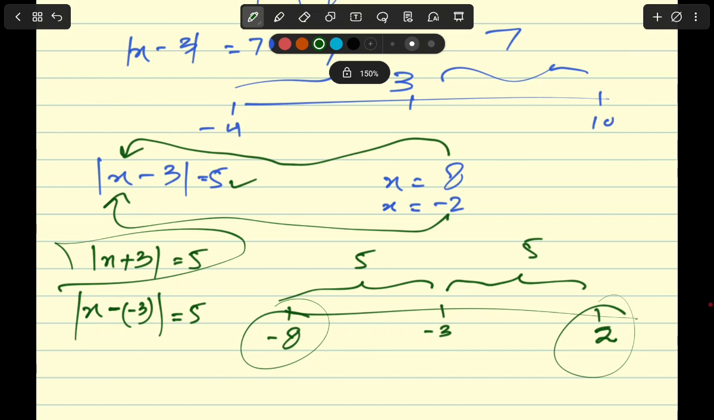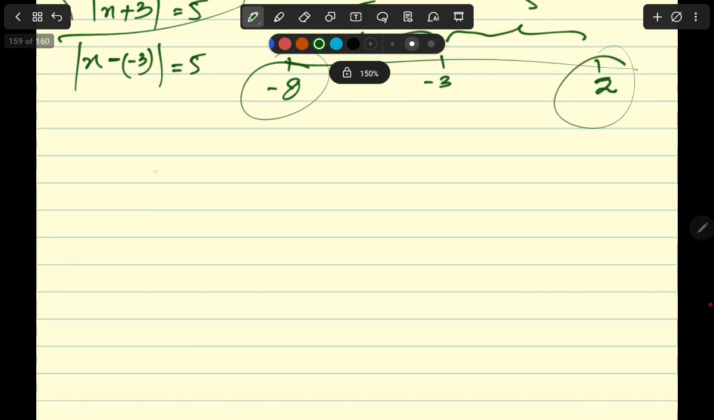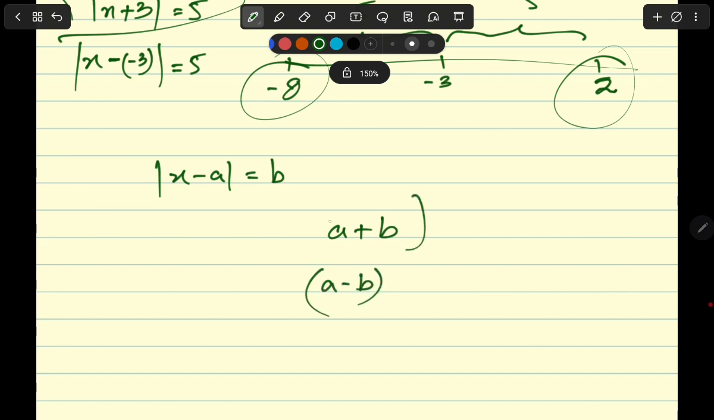So the pattern that we are observing is that if we have modulus of x minus a is equal to b, then our answer is going to be a plus b and a minus b, okay? So whenever you see this structure, don't memorize cases, like I have to square both the sides or something else. Just understand that it is asking us to find the values of x which are b units away from a.